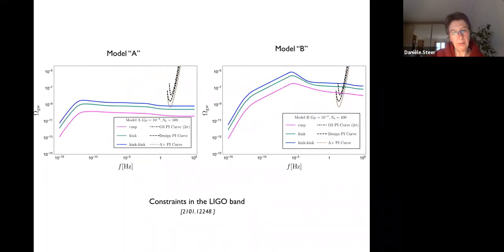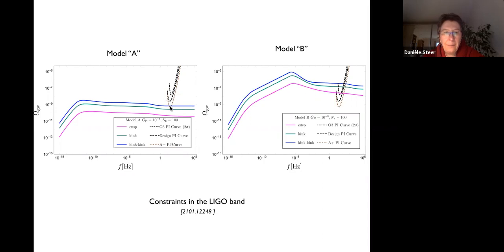But of course, one can try anyway. So this is a similar set of plots, with a different color scheme because it's a different paper. This is from the very recent paper from the LIGO collaboration on constraints from cosmic strings. Again, there's Model A and Model B. And again, it's the same plot, omega gravitational waves as a function of frequency.